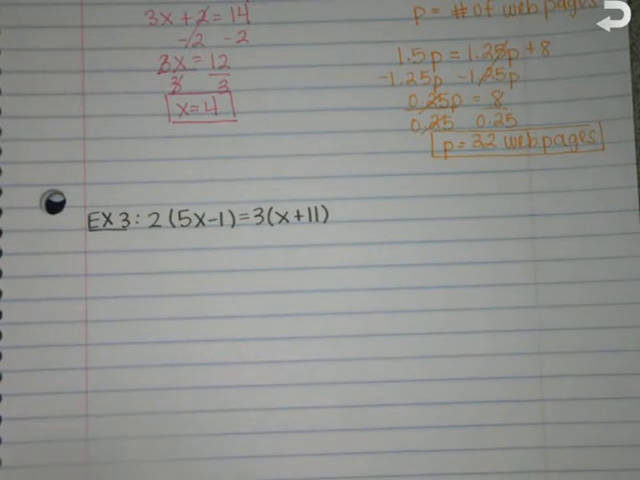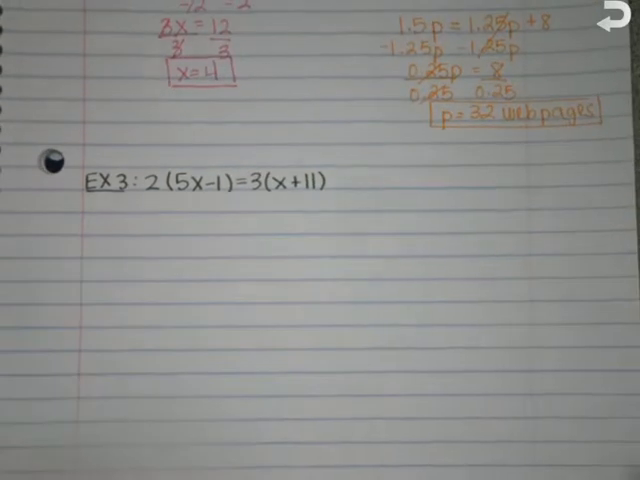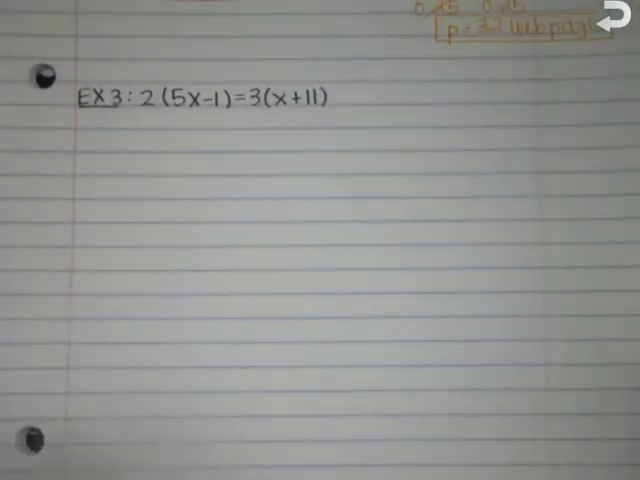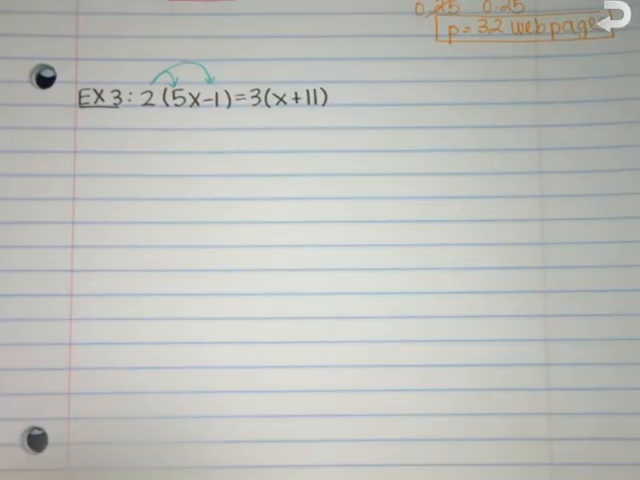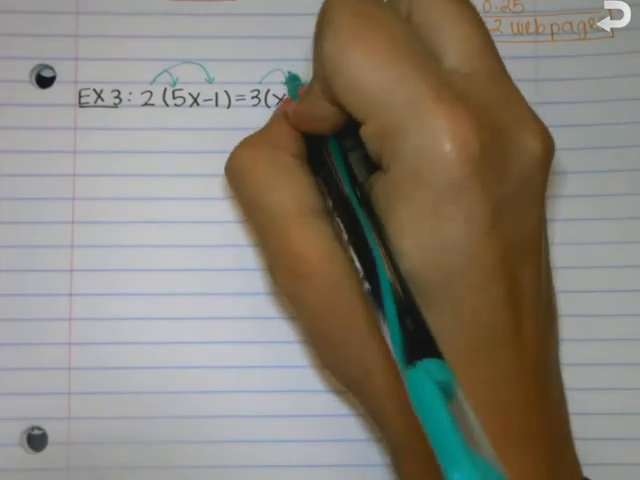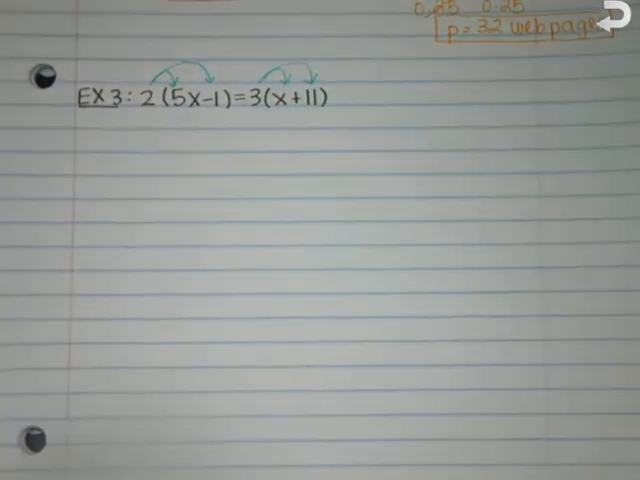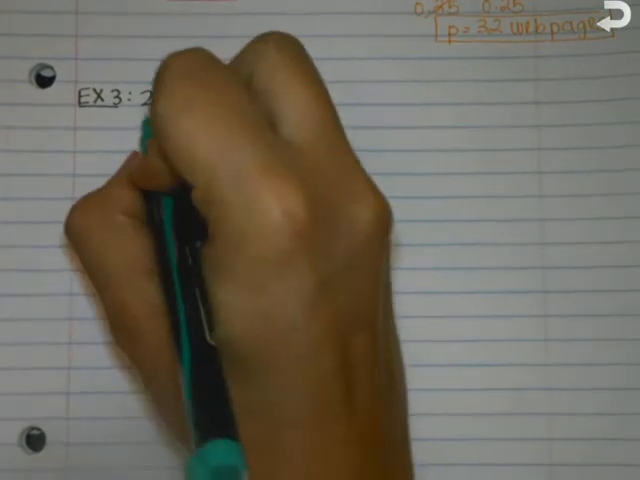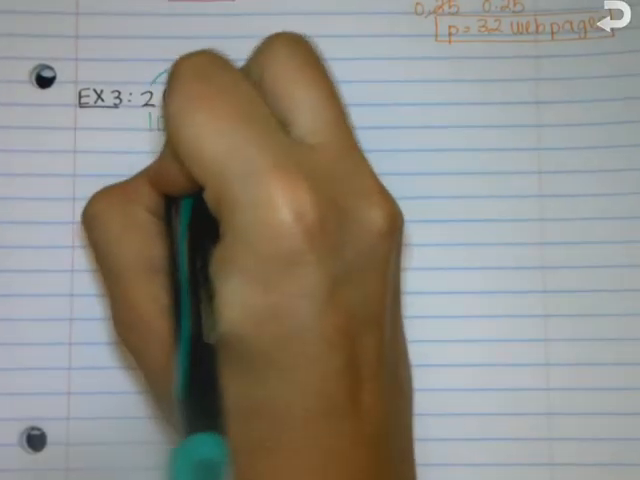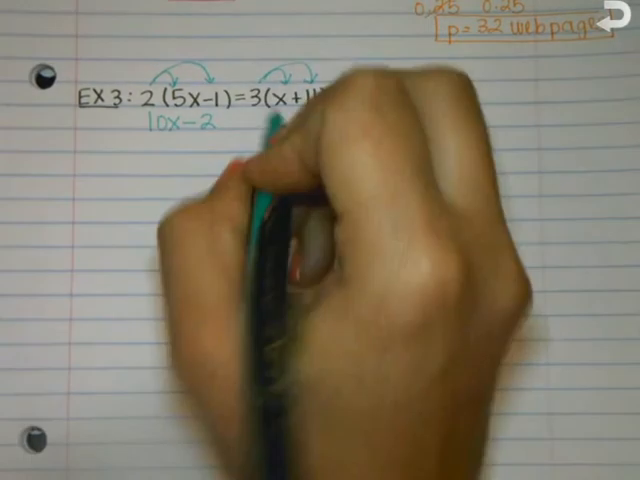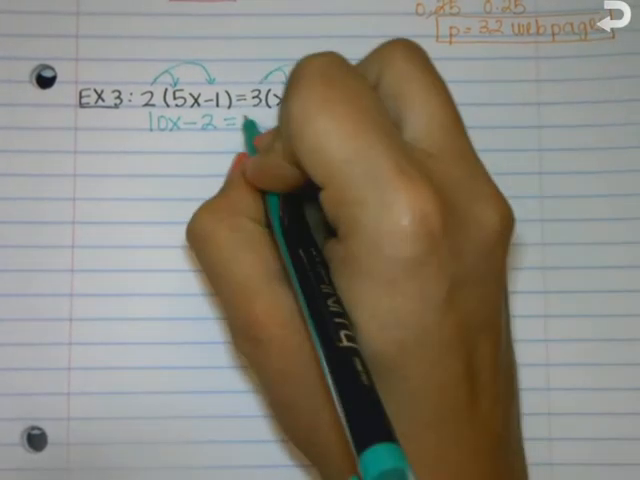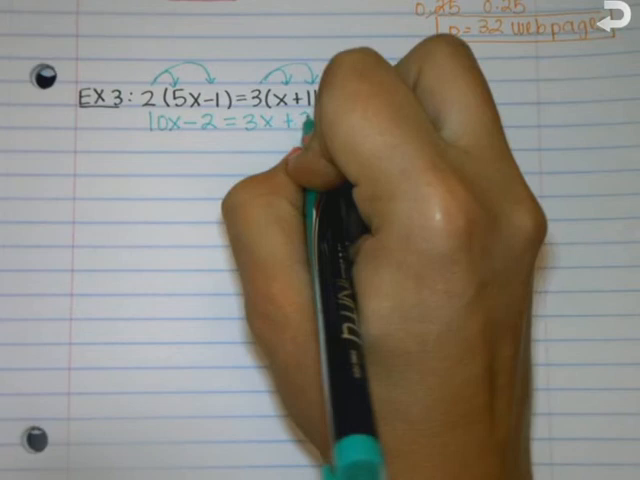Okay, so what do you guys see that we could do first? Yes, guess what? That's what you do. So distribute the 2 into the parentheses that it's attached to, and distribute the 3 into the parentheses that it's attached to. So 2 times 5x gives me 10x. 2 times negative 1 gives me minus 2, equals 3x plus 33.